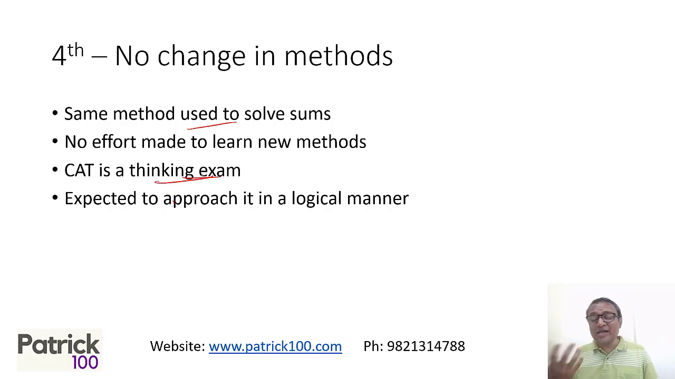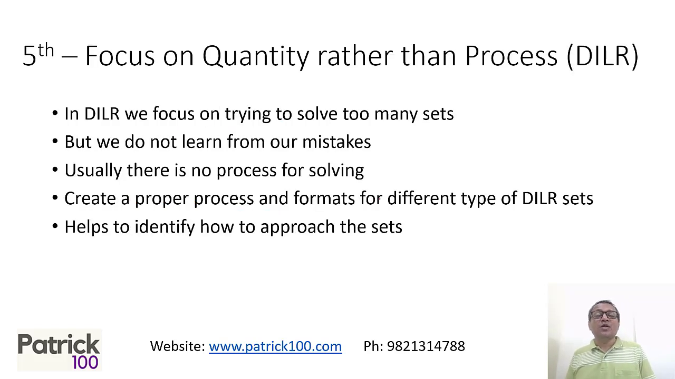CAT is a thinking exam, and the way the sums are designed makes you think logically. You need to understand the sum and solve it. But since we have so much focus on formulas and on the old methods, we don't learn new methods, and therefore we tend not to score high. Focus on new methods. Focus on understanding the sum. Focus on logical methods. That will help you solve better in the exam.